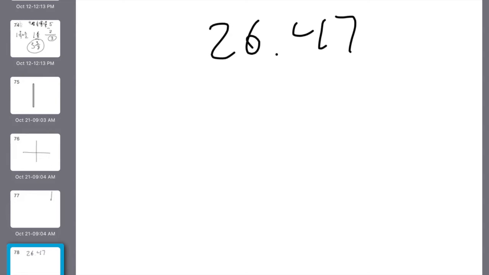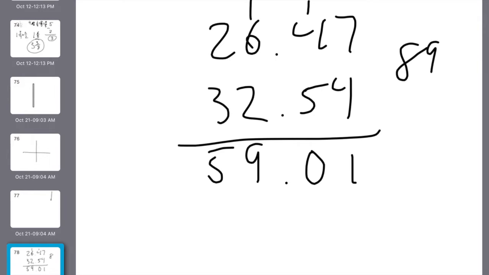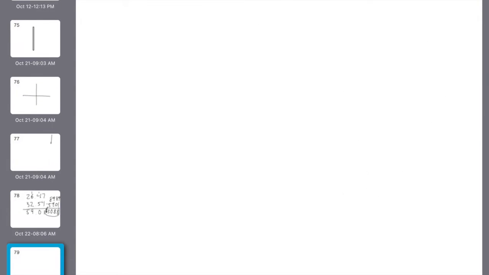So step 1, I got to figure out how much money they raised by adding those together. So I got $26.47. I'm going to add to it $32.54. 7 plus 4 is 11, carry the 1, 1, 4, 5 is 10, carry the 1, 1, 6, 2 is 9, and 2 and 3 is 5. So they raised $59.01. They have a total cost of $89.89. So now I take my answer and I subtract it from $89.89. So I got an 8 and an 8. Decimal straight down, 9 minus 9 is 0, 8 minus 5 is 3, and I got an answer of $30.88.